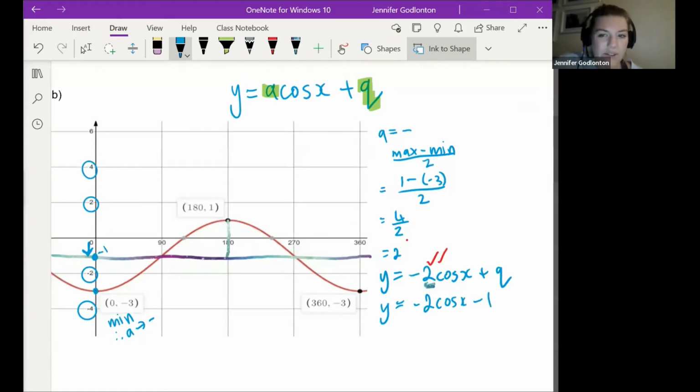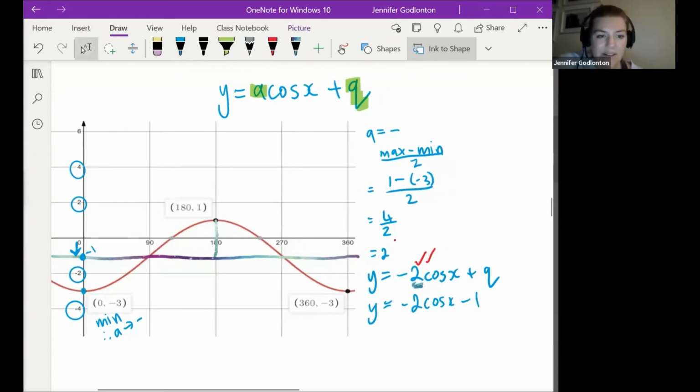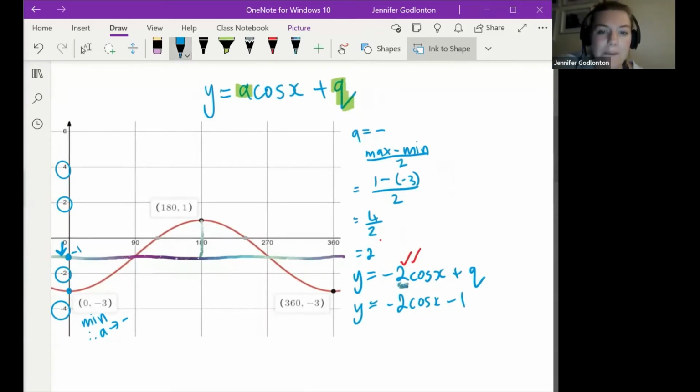If you did not do the method with finding the line and you did a subbing in, let's look at what that would look like. So I'm going to just do that over here. I'm just going to take this point over here.